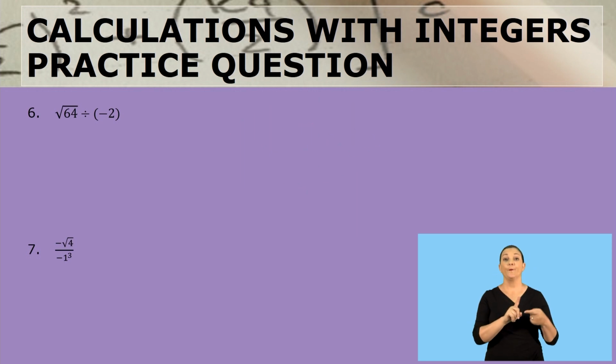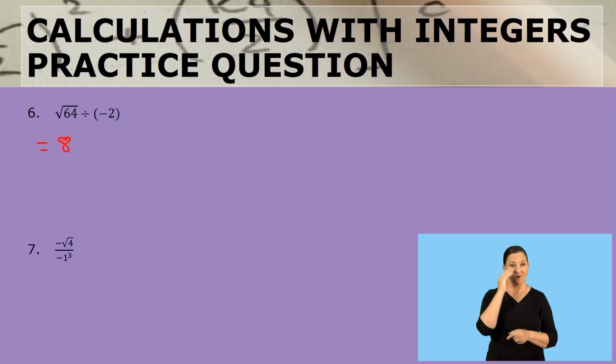We are given a positive square root, which means that our answer from that is going to be positive. And what is the square root of 64? We know that 64 comes from 8 squared. So that means that our answer from that is going to be a positive 8.